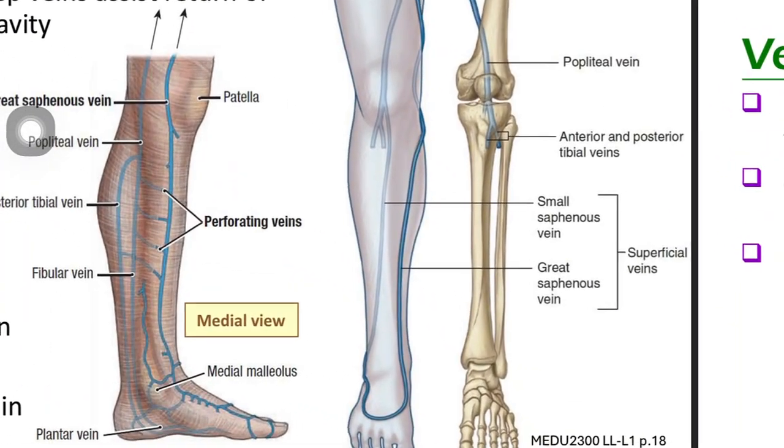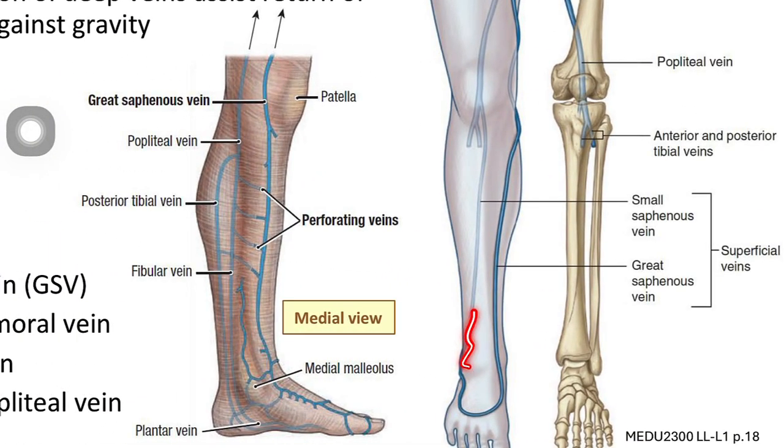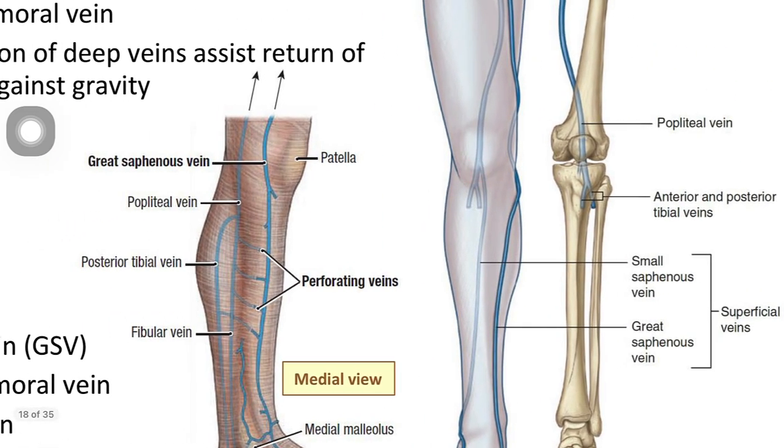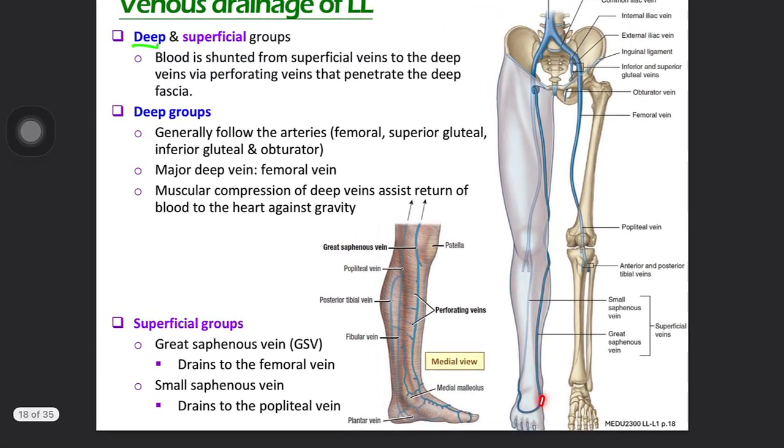So we have the small saphenous vein. It runs at the back of your leg, and then it empties into the popliteal vein. But the great saphenous vein runs medially along your leg and then up the thigh, and gradually empties into the femoral vein. Okay.